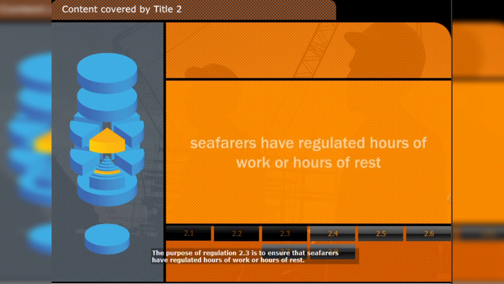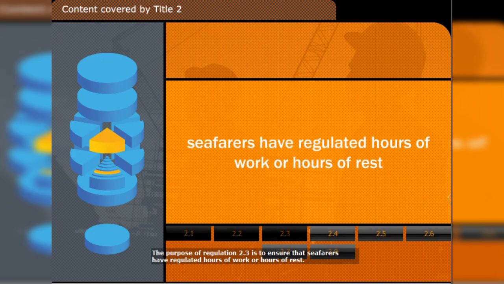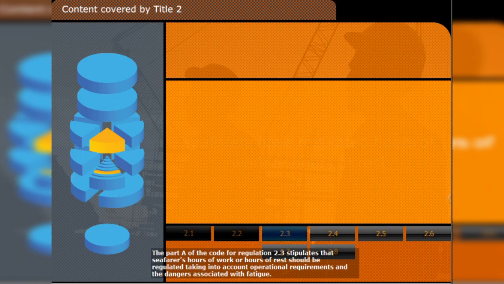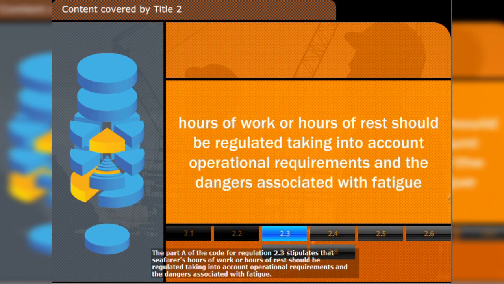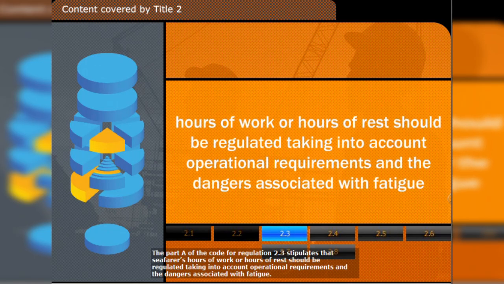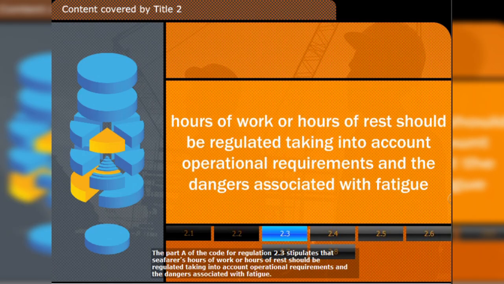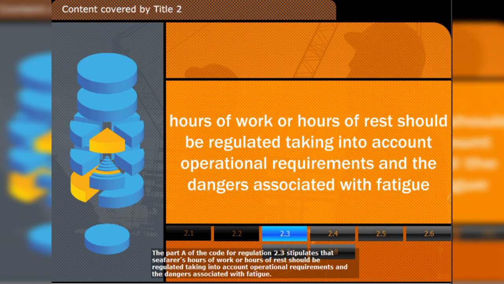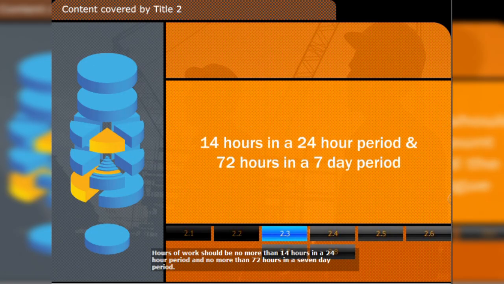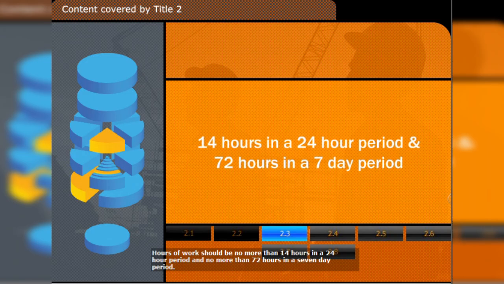The purpose of Regulation 2.3 is to ensure that seafarers have regulated hours of work or hours of rest. Part A of the Code for Regulation 2.3 stipulates that seafarers' hours of work or hours of rest should be regulated, taking into account operational requirements and the dangers associated with fatigue.